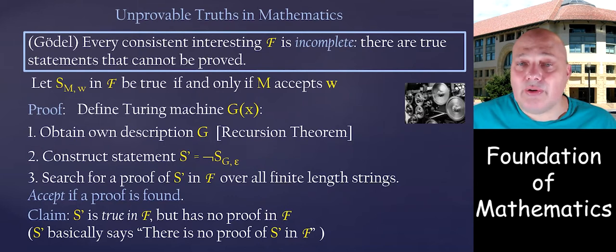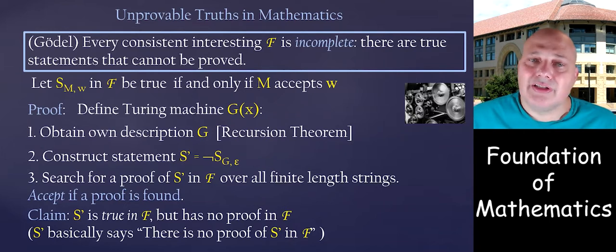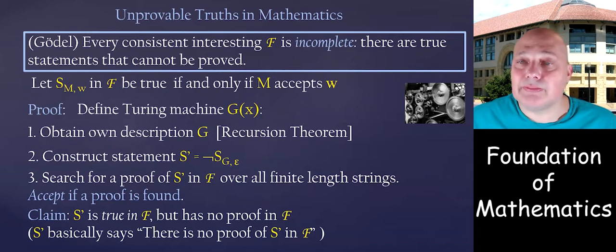But now, what would happen if there is a proof that S prime is true? If there is a proof, then at some point G would find this proof and accept. And then it will mean that S prime is false because G did accept the empty string. So if S prime is false, we reach a contradiction. If it is true and there is a proof, we also reach a contradiction. So the only option is that S prime is true, but that there is no proof. So S prime basically says there is no proof of S prime in F. Okay, that's the first one.